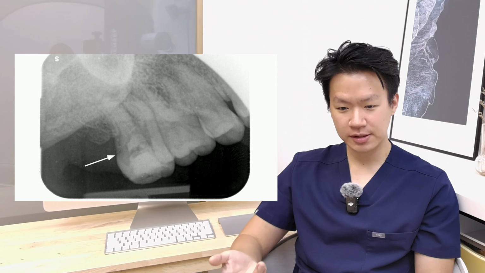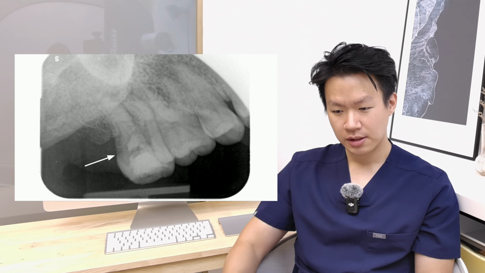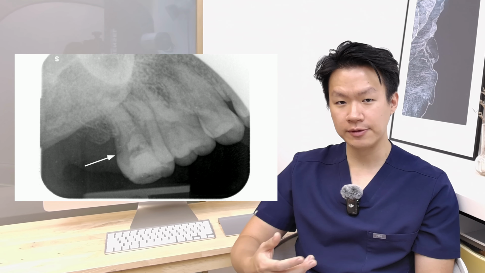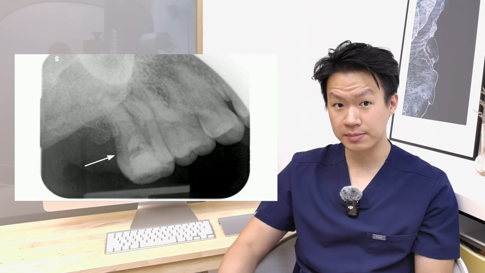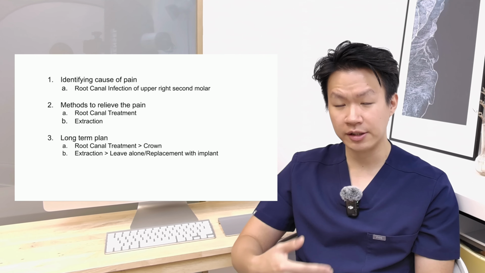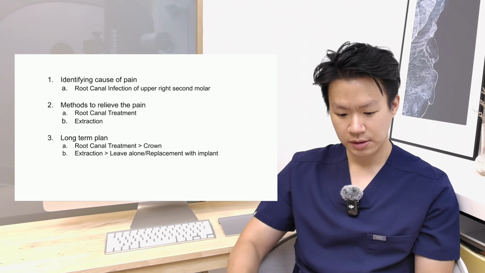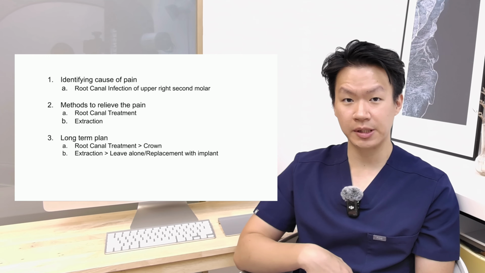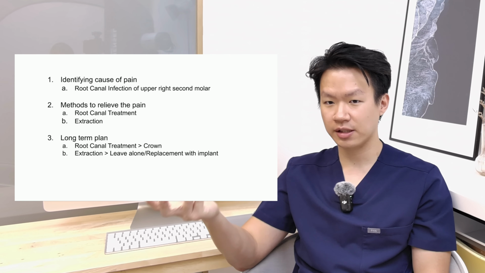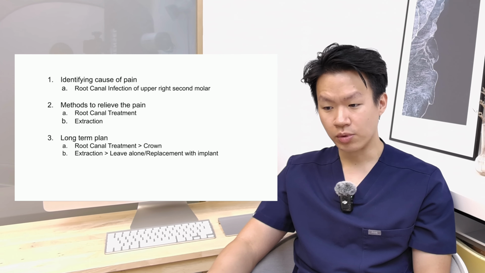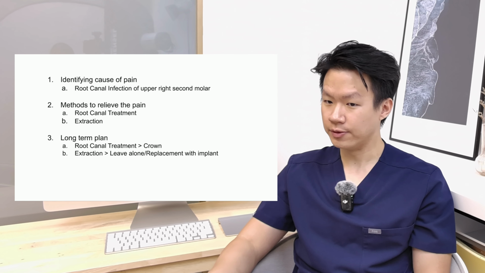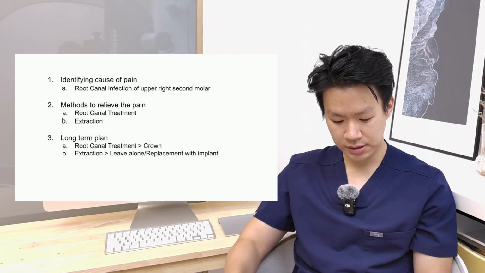When a patient comes in complaining of a toothache, the first priority obviously is to help the patient relieve their pain, to make them a bit more comfortable. How we do that, firstly, is to identify the cause of the pain. For this particular patient, the cause of the pain would be a root canal infection of her upper right second molar, which was due to an uncompleted previous attempt at a root canal treatment.